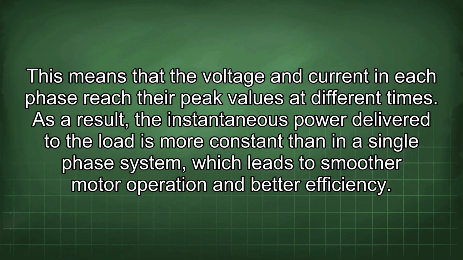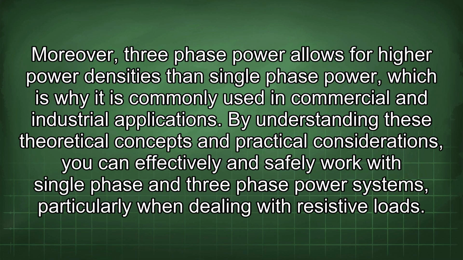In contrast, three-phase power consists of three alternating current waveforms that are 120 electrical degrees apart. This means that the voltage and current in each phase reach their peak values at different times. As a result, the instantaneous power delivered to the load is more constant than in a single-phase system, which leads to smoother motor operation and better efficiency. Moreover, three-phase power allows for higher power densities than single-phase power, which is why it is commonly used in commercial and industrial applications. By understanding these theoretical concepts and practical considerations, you can effectively and safely work with single-phase and three-phase power systems, particularly when dealing with resistive loads.